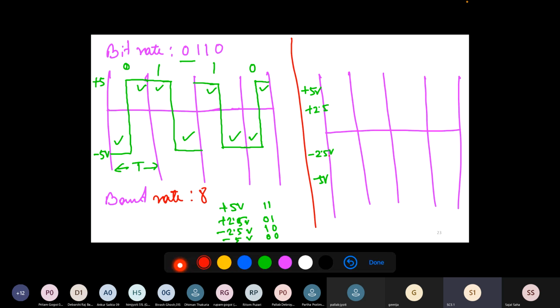So this is represented as 0 1. And the next one is 1 0. 1 0 should be represented as minus 2.5. Oh, so I have made a mistake. Just a minute. 0 1 should be represented as plus 2.5 voltage, and 1 0 should be represented as minus 2.5 voltage, right? Yes. So here it is represented as 0 1. The next one is represented as 1 0. Now tell me, my bit rate is 4. Now here, how many signals are required to represent these 4 bits? 2 signals. 2 only.